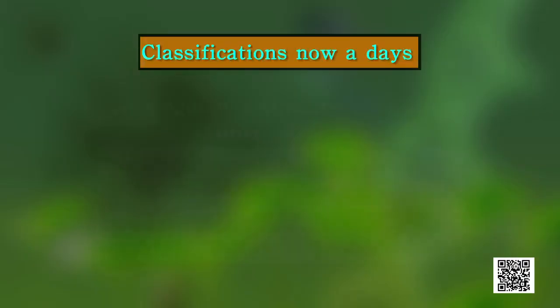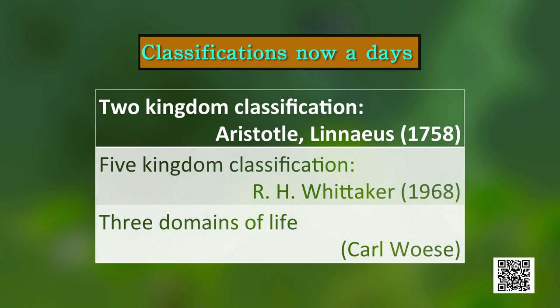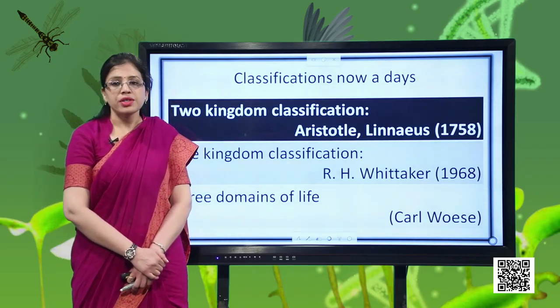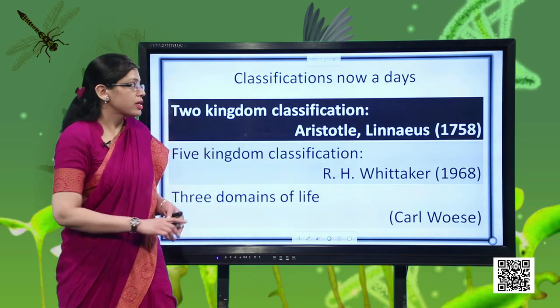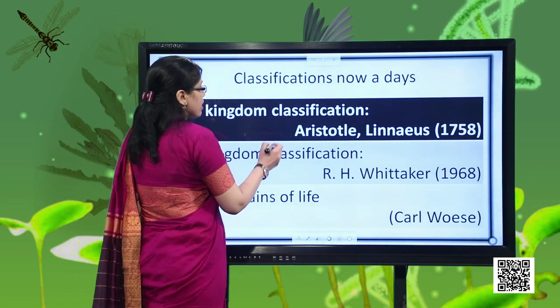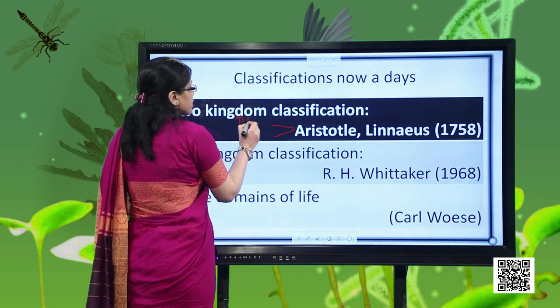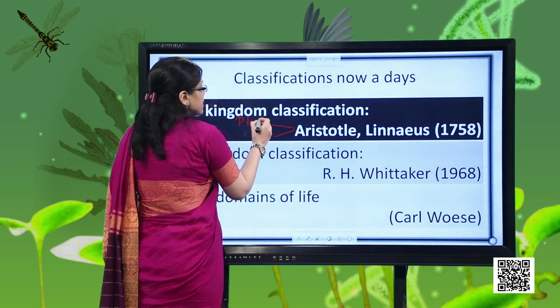So the first classification system which came up, that was given by Aristotle. I hope you might have heard his name. He was a very famous Greek philosopher who is also known as the father of biology. So he was the first one who had done the classification, and how he had done, he had divided the plants into 3 categories: herbs, shrubs and tree.